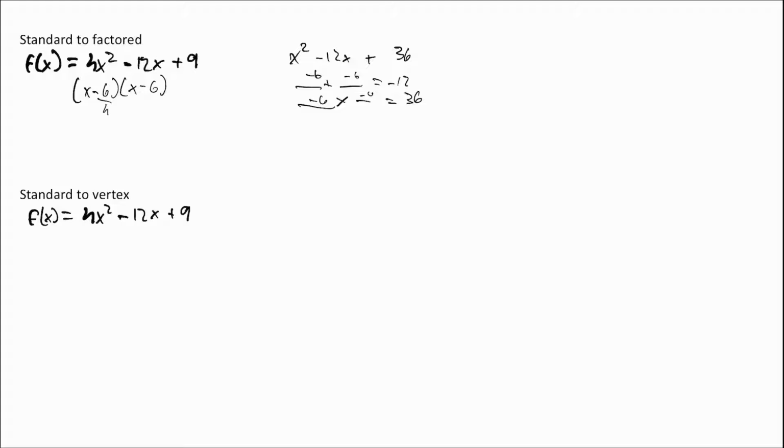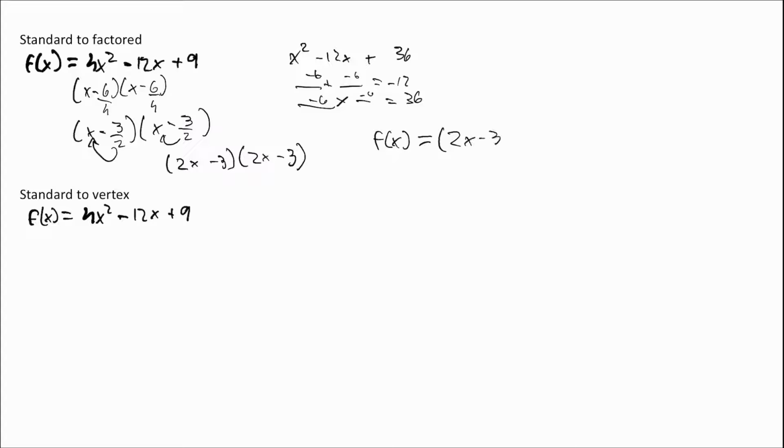Now I have to divide by 4, which will get me x minus 3 over 2, x minus 3 over 2, and then I take this 2 and put it in front of x, which will get me 2x minus 3 times 2x minus 3. So my factored form will be f of x equals 2x minus 3, 2x minus 3. I just slide and divide, and we've got our factored form.